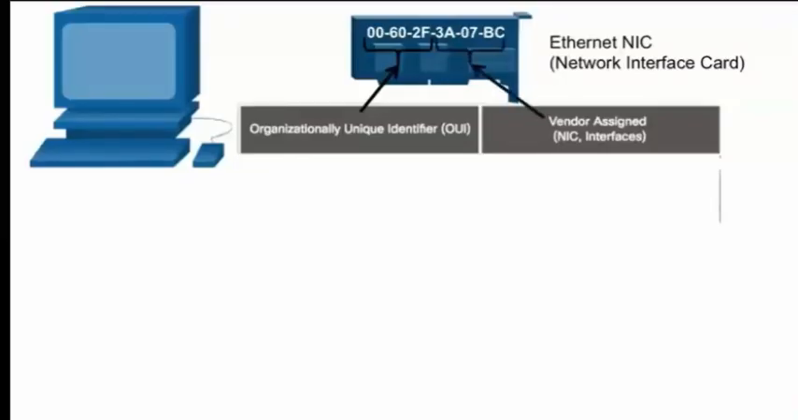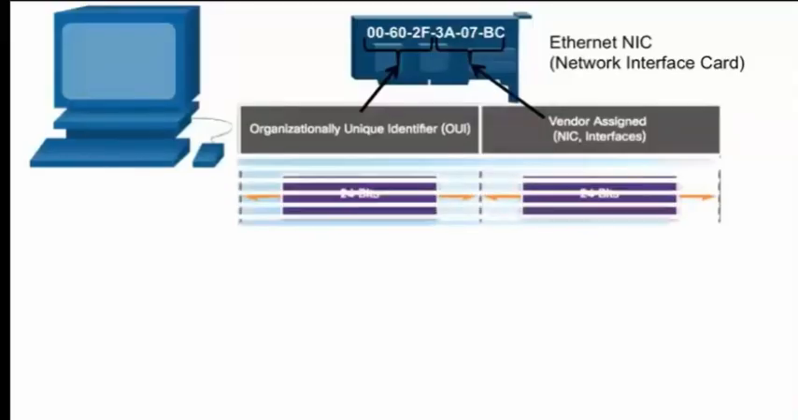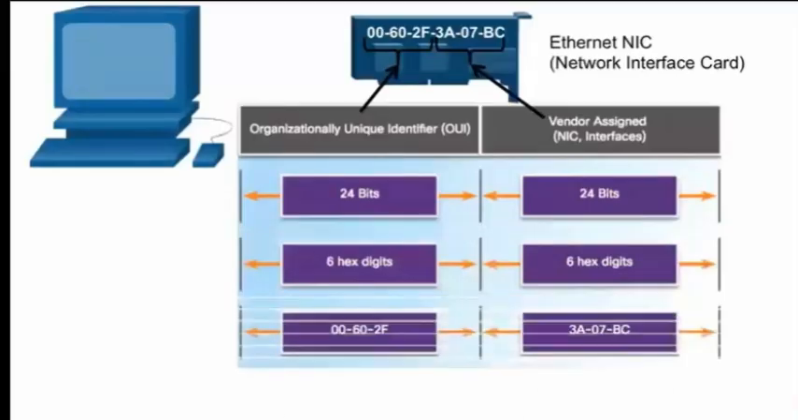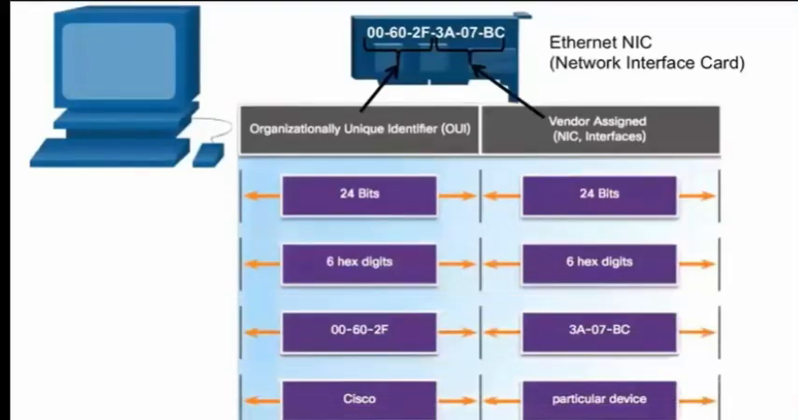The second 24 bits are assigned by the vendor and unique to that particular OUI. For example, 3807BC is unique to the vendor code 00602F. 48 bits, with the OUI and vendor assigned portions each being 24 bits. MAC addresses are typically represented in hexadecimal, 6 hex bytes.